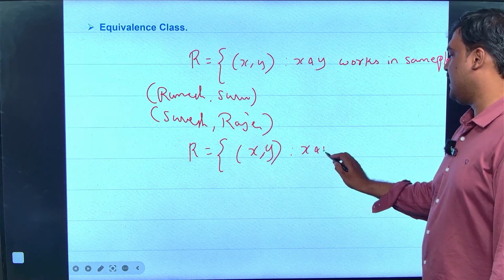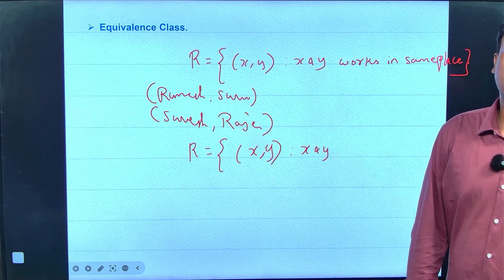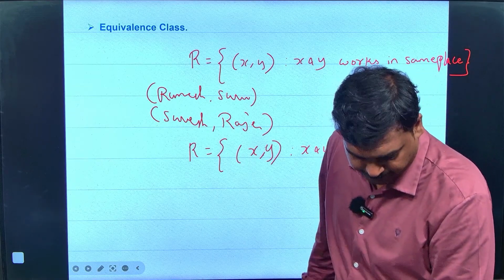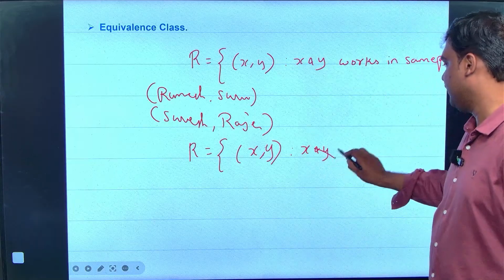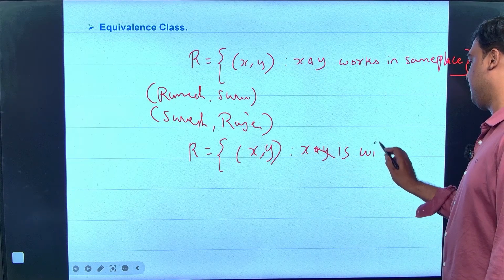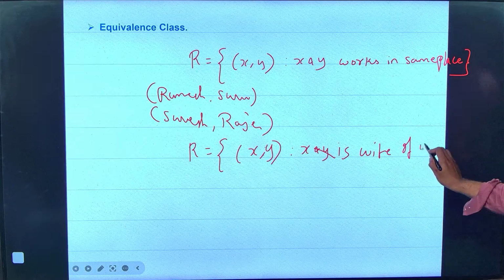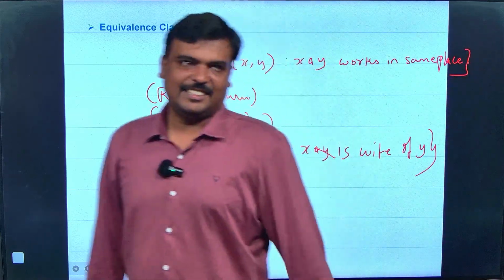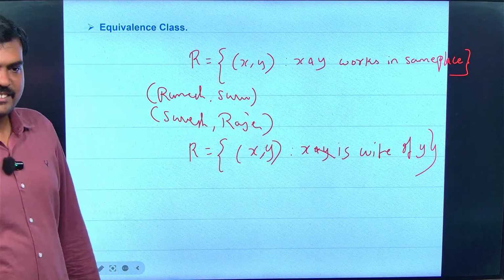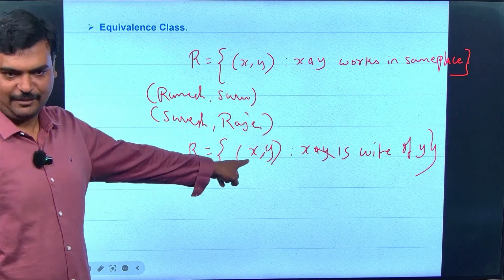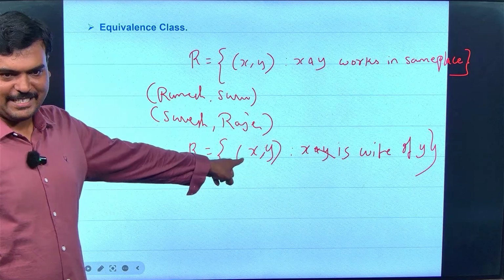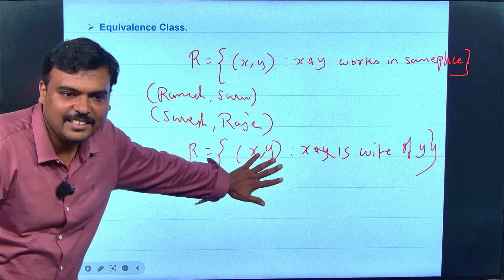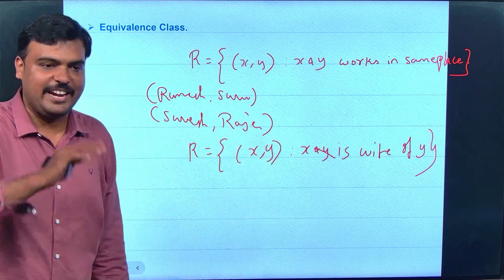R is equal to X comma Y, where X is the wife of Y. Guys, very funny thing. We can't be wife to ourselves. Ramesh comma Ramesh cannot make a pair. So it is not reflexive. It failed in reflexive.